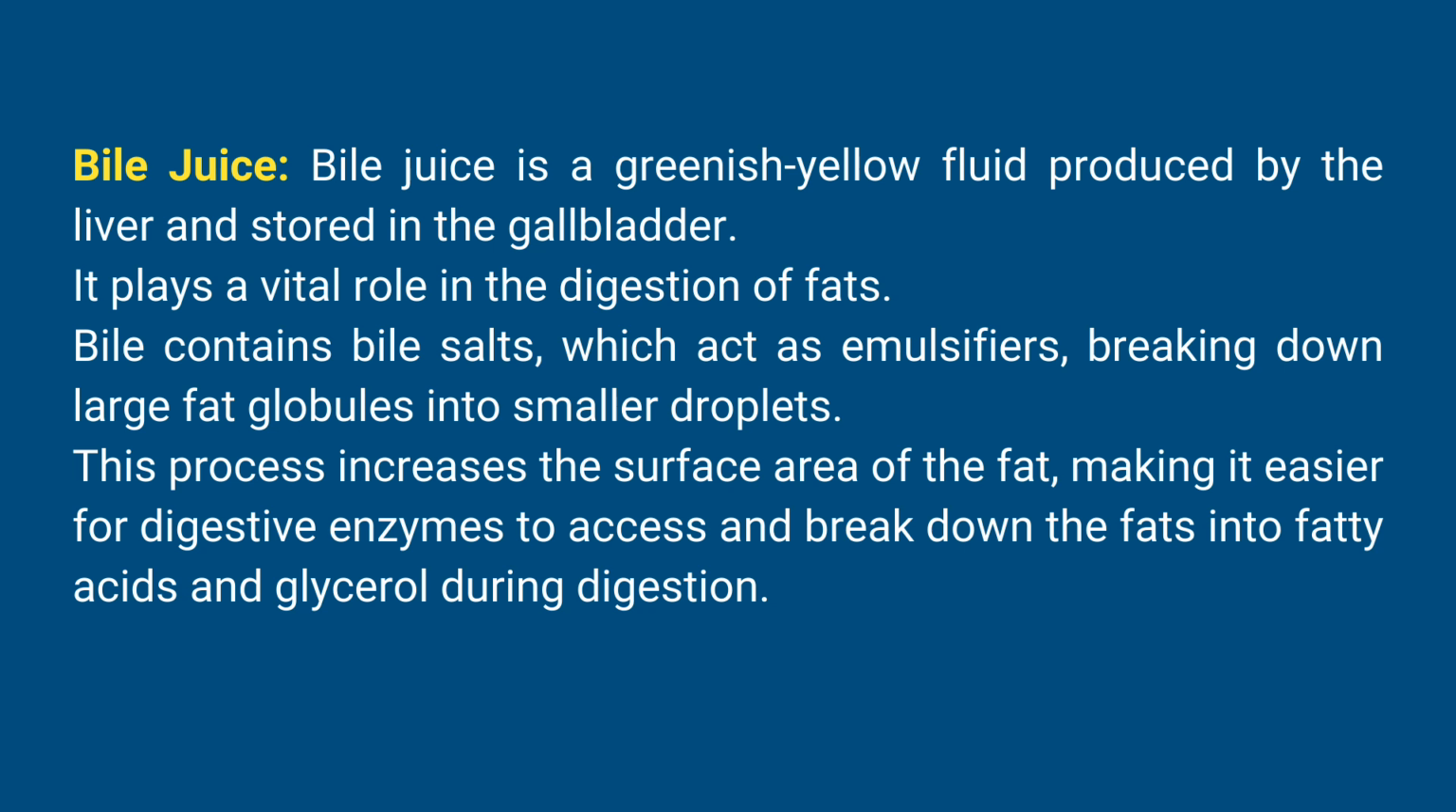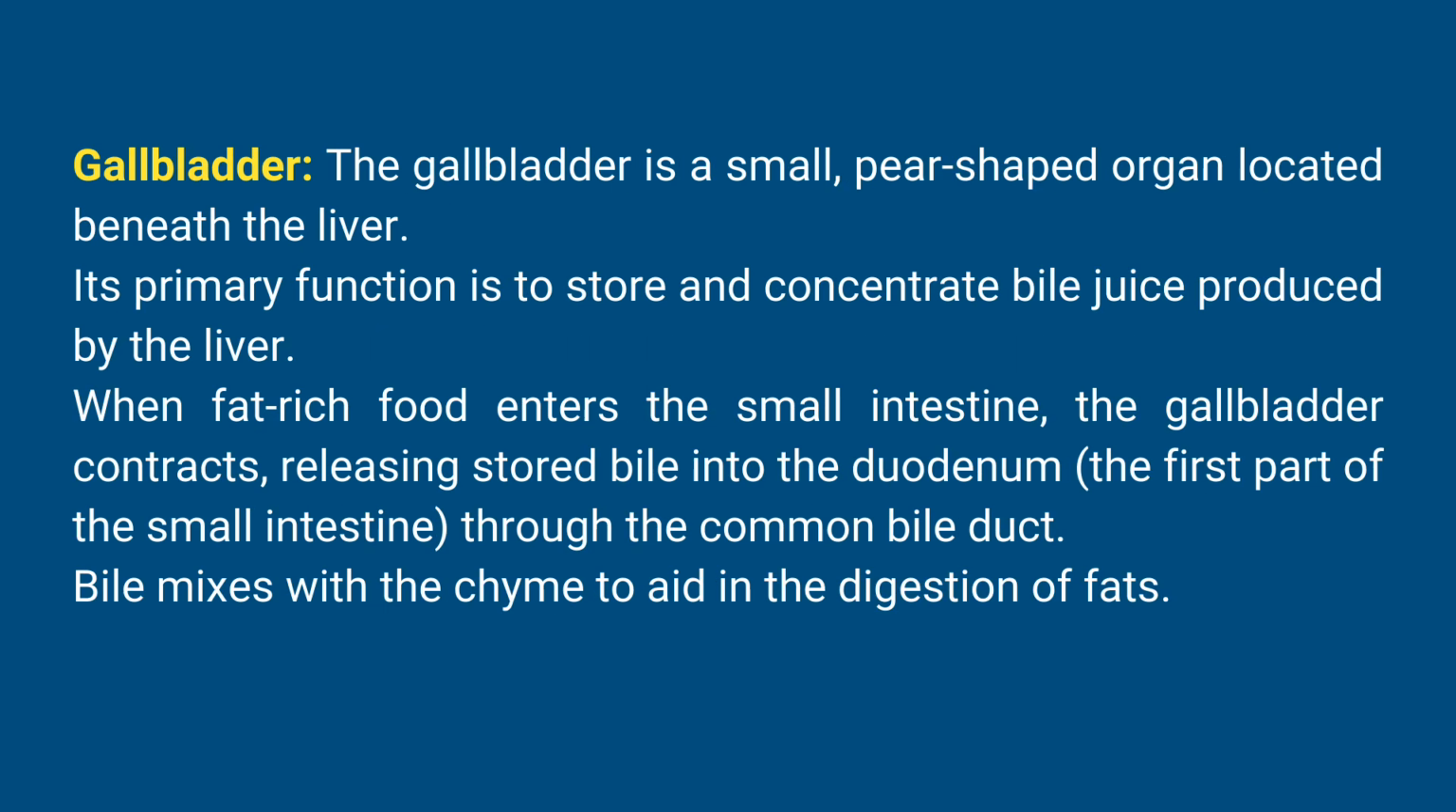Bile juice. Bile juice is a greenish-yellow fluid produced by the liver and stored in the gallbladder. It plays a vital role in the digestion of fats. Bile contains bile salts, which act as emulsifiers, breaking down large fat globules into smaller droplets. This process increases the surface area of the fat, making it easier for digestive enzymes to access and break down the fats into fatty acids and glycerol during digestion.